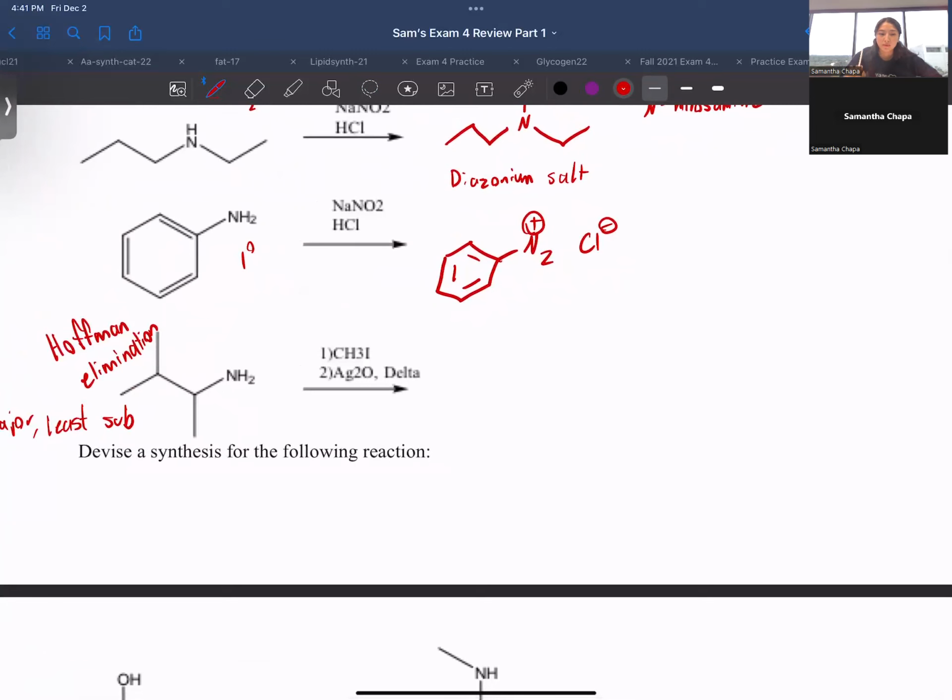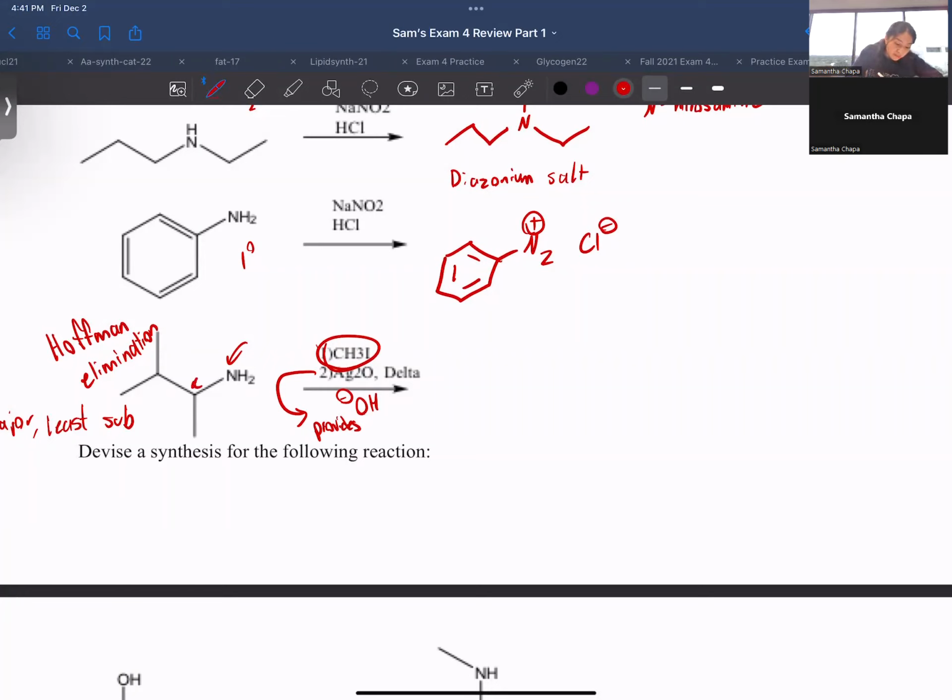I would say know this mechanism as well for your test. Okay. So your first reaction is just going to make a good leaving group right here instead of this nitrogen group that's not really a good leaving group at all. So it's just going to make it a good leaving group. And the second part provides hydroxide to deprotonate a beta carbon.